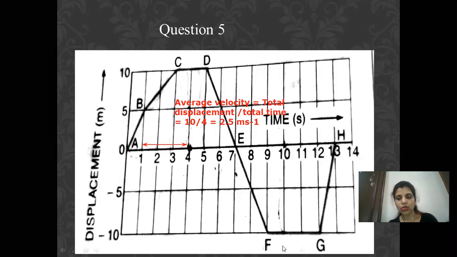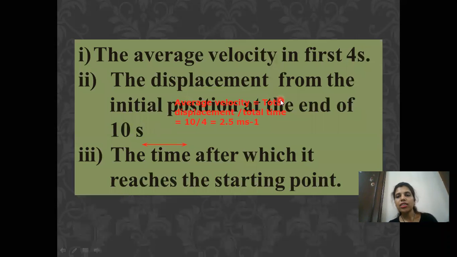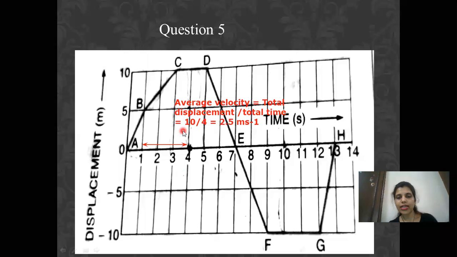So when they are asking you what is the displacement, I will check the question once again. What have they asked? They have asked the displacement from the initial position at the end of 10 seconds. So 10 seconds means over here. For displacement, you have to straight away write the measurement. You don't have to find anything, because the reading on the y-axis gives you the displacement directly. So at the end of 10, it is minus 10 meter. So that's the displacement.